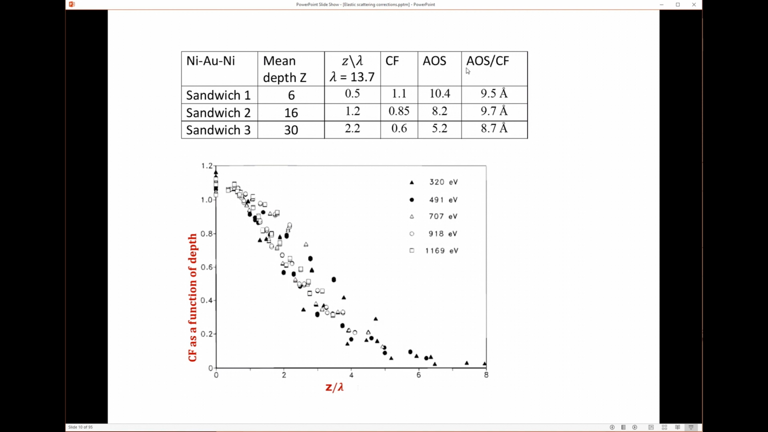Now, if we divide the amount of substance by CF to correct for angular deflection, we then end up with 9.5 angstroms, 9.7 angstroms, and 8.7 angstroms. Very constant. So you see, this is a very simple but a very efficient way to correct for elastic electron scattering.